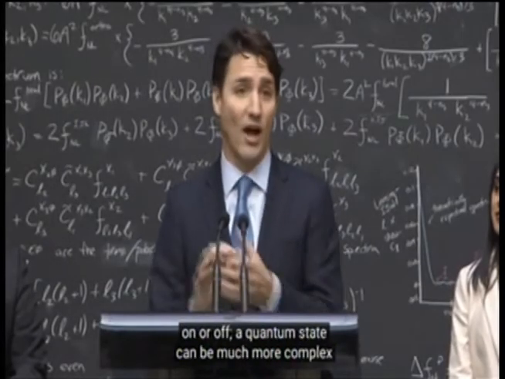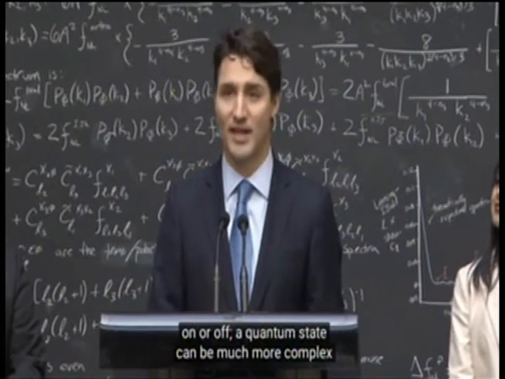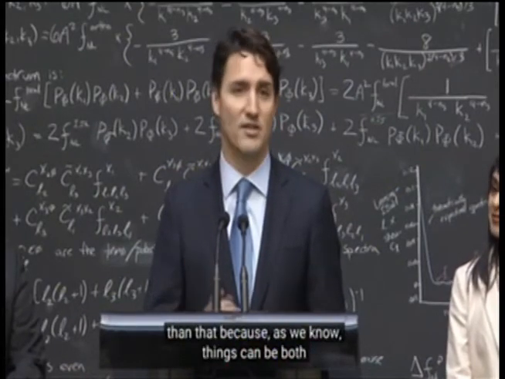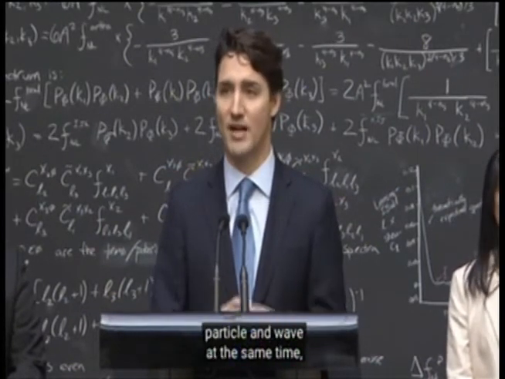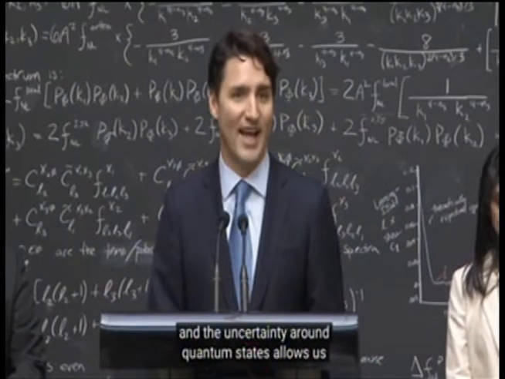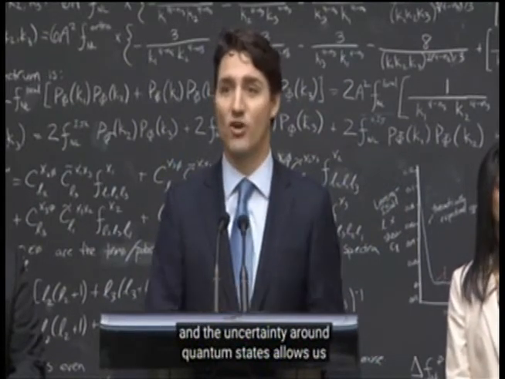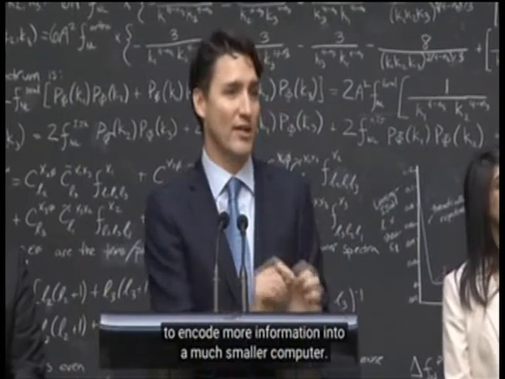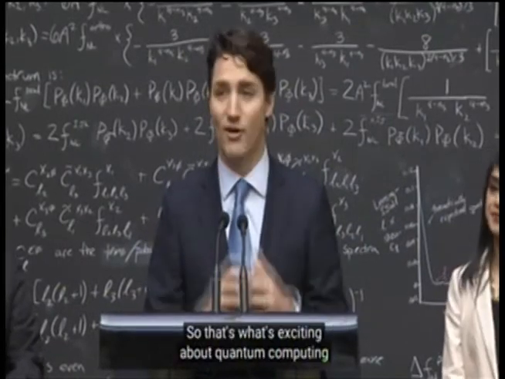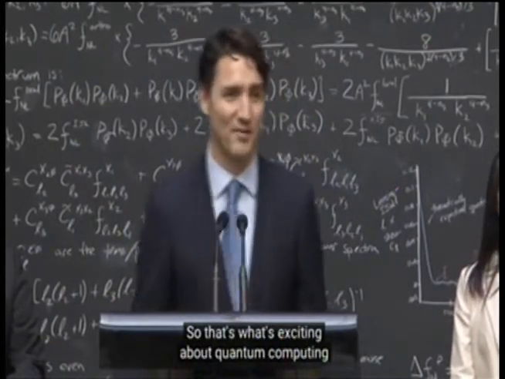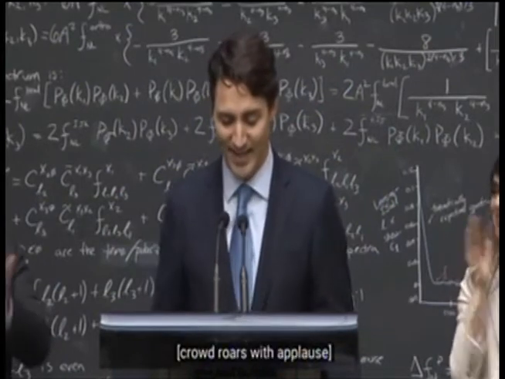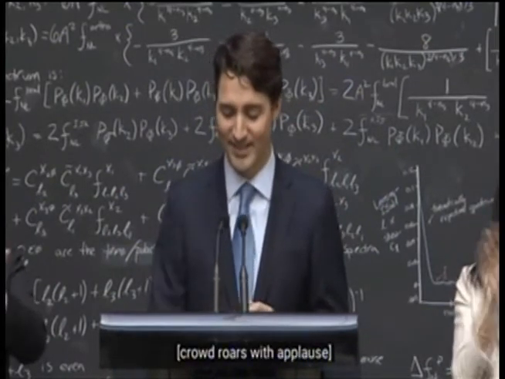A regular computer bit is either a 1 or a 0, on or off. A quantum state can be much more complex than that because, as we know, things can be both particle and wave at the same time, and the uncertainty around quantum states allows us to encode more information into a much smaller computer. So that's what's exciting about quantum computing, and that's where we're going.